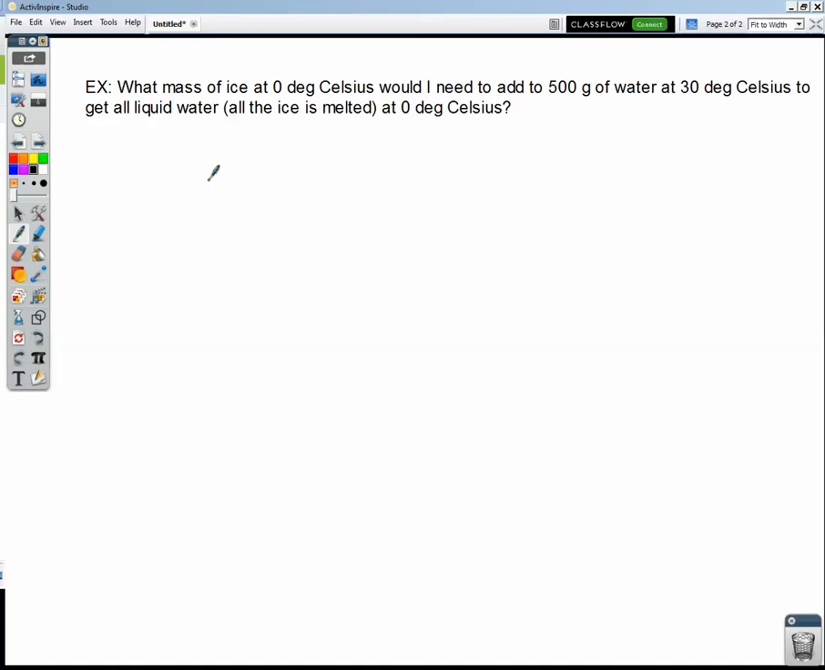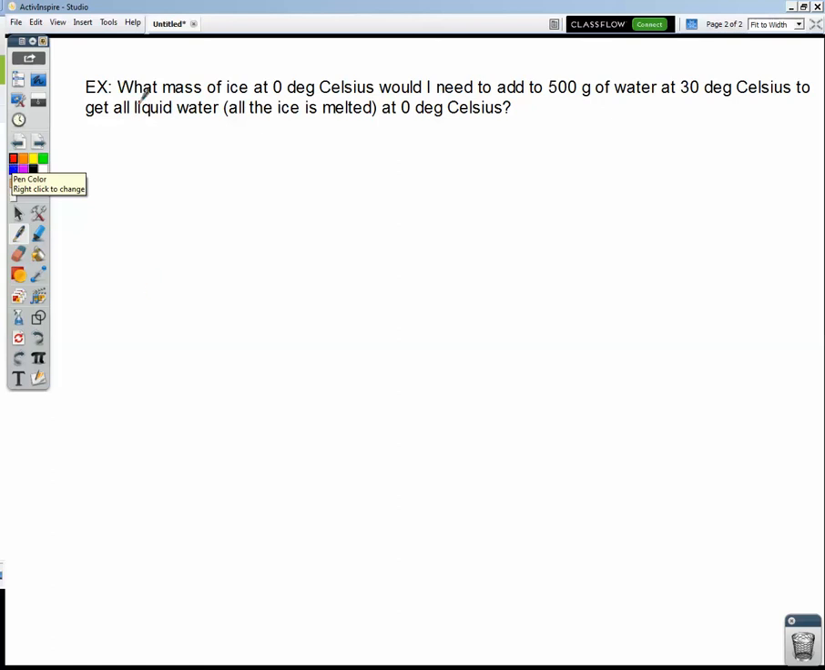All right, now let's look at another example where we apply the negative Q lost is equal to Q gained equation. Here we've got a nice fun spring break problem because sometimes we go to places that are warm at spring break and we want nice cold water to drink because it's hot out. So here we have: what mass of ice at 0 degrees Celsius would I need to add to 500 grams of water at 30 degrees Celsius to get all liquid water, meaning that all the ice is melted, at 0 degrees Celsius?